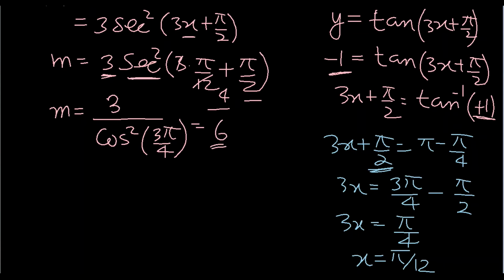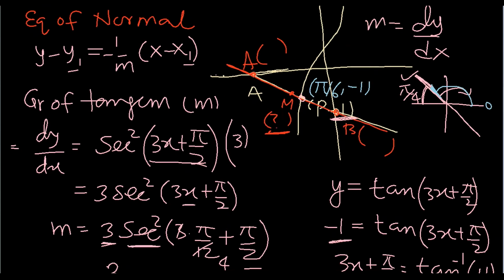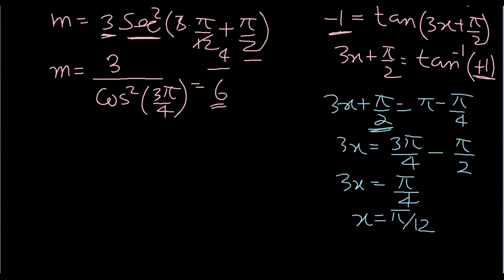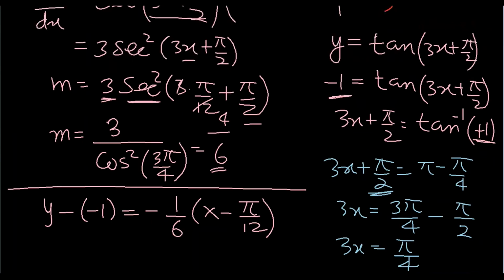So now our equation we started with, the equation of the normal, was y minus y1 equal to minus 1 over m times x minus x1, this one. Okay, so we will use it now. Y minus y1. We know the y1 now. The point has coordinates and we know those coordinates now. Equal to minus 1 over m, which is 6 now, times x minus the x coordinate of that point, which was pi over 12. P, right?